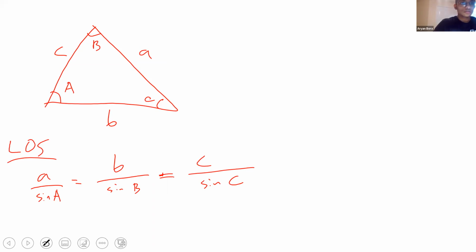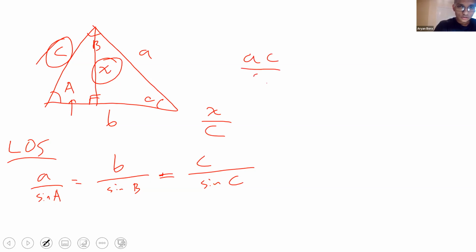So basically, if you were to visualize it, it's basically like saying if this length was x, so we know this angle A here, its opposite would be x. Its hypotenuse would be c because this is a right angle. So basically, you can just say sine A is just x over c. So believe it or not, if we plug it into this formula, we can find AC over x is equal to these other things as well.